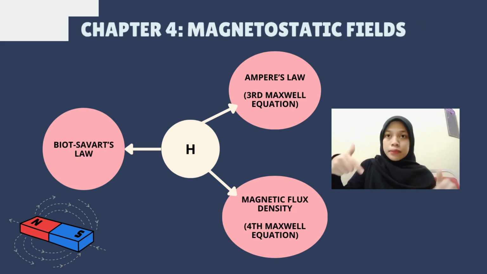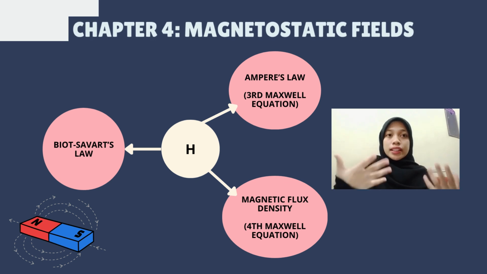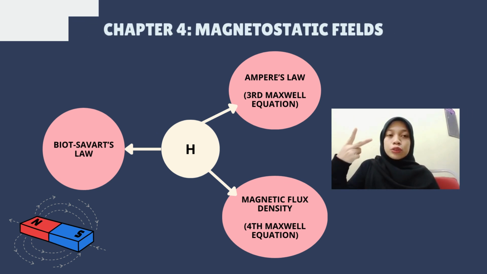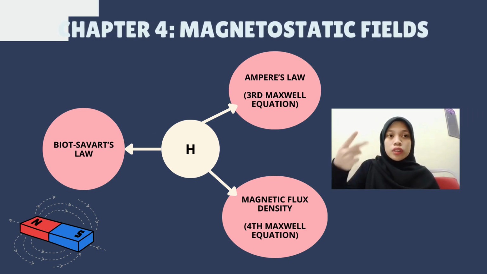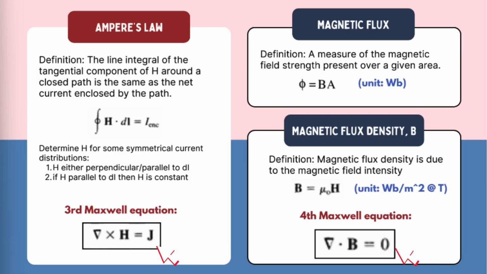In this chapter, from Ampere's law and magnetic flux density, you can get two more Maxwell equations. It is divided into two: the current carrying straight and circular loop. The third Maxwell equation includes the del operator, which is the curl of a vector H. And the fourth Maxwell equation is the divergence of a vector B.